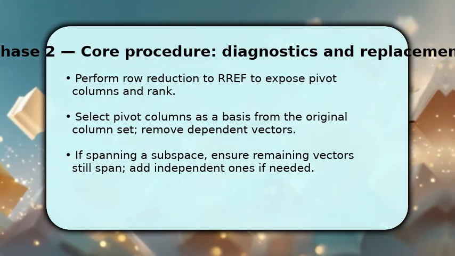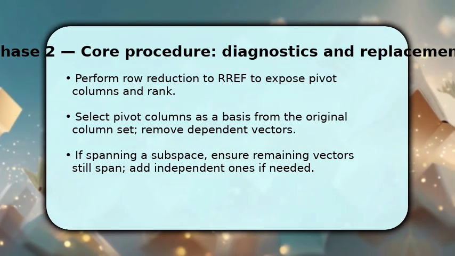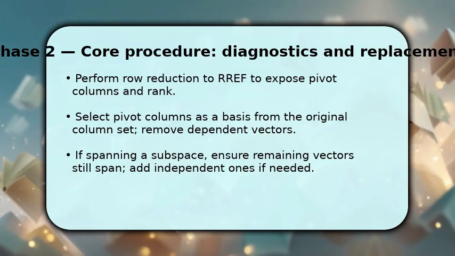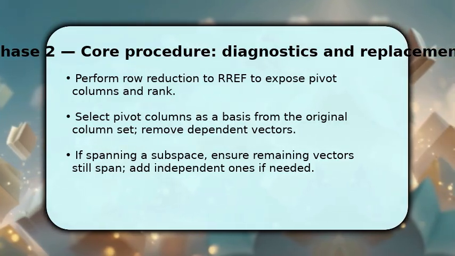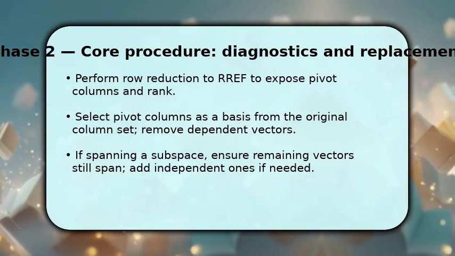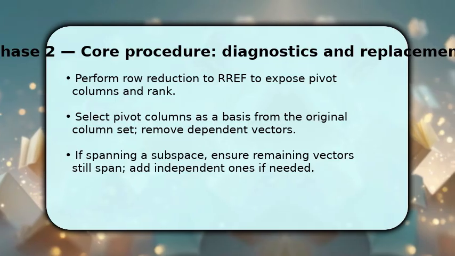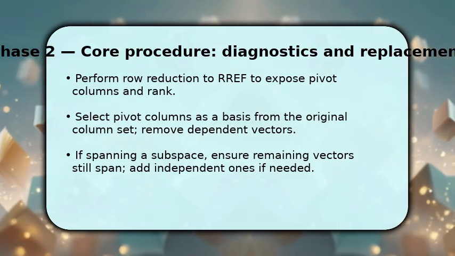are independent. Then choose the original vectors corresponding to pivot columns as a basis. That gives you a minimal spanning set and the dimension. If you need a spanning set, make sure any removed vectors are linear combinations of the chosen basis. Otherwise, add independent vectors until they span. Throughout, track row operations so you can back-substitute coordinates reliably.